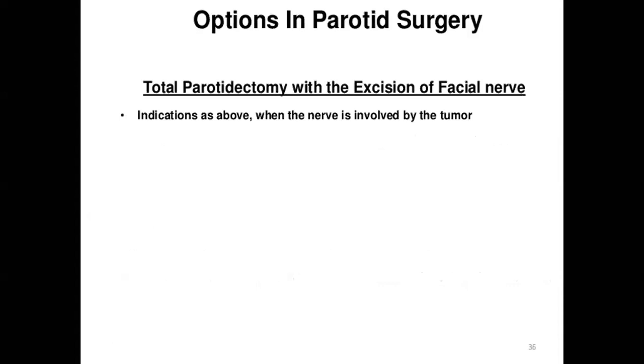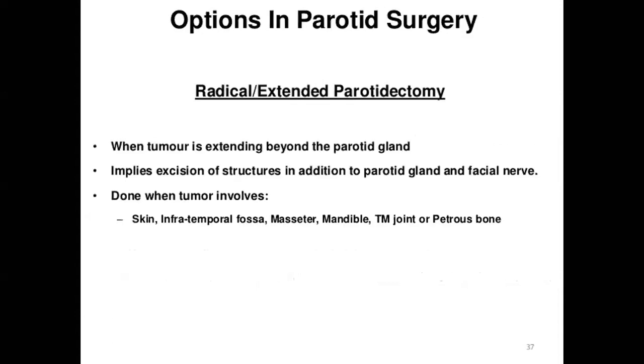Total parotidectomy with excision of the facial nerve is indicated when the nerve is involved by the tumor. Radical or extended parotidectomy is done when the tumor extends beyond the parotid gland, and it implies excision of structures in addition to the parotid gland and the facial nerve. These structures are the skin, infratemporal fossa, muscle, mandible, even the temporomandibular joint.